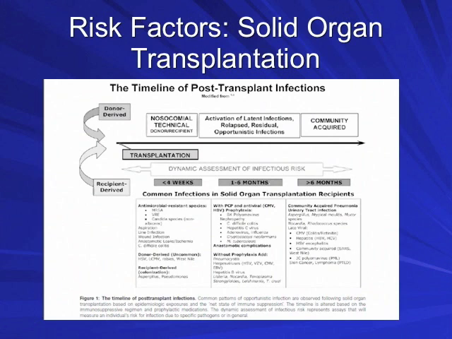Whereas in the 1 to 6 month period, you tend to have more of the activation of latent infections, relapse, residual, and opportunistic infections. So your PCP and CMV prophylaxis or empiric therapy is very important in preventing many of these complications, but you can still be at risk for things like the polyomaviruses, C. diff, hepatitis, adenovirus, influenza, Cryptococcus, TB, etc. And after about 6 months, you're usually considered more of a community-acquired infectious risk factor, although if patients have rejection episodes, they might get pushed back into that higher risk category.